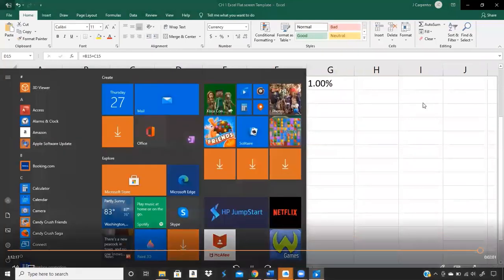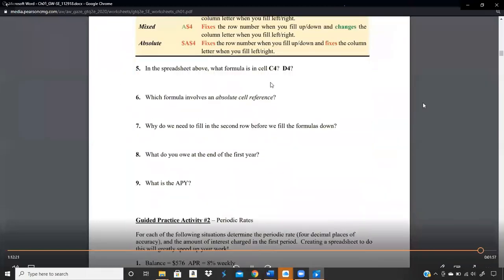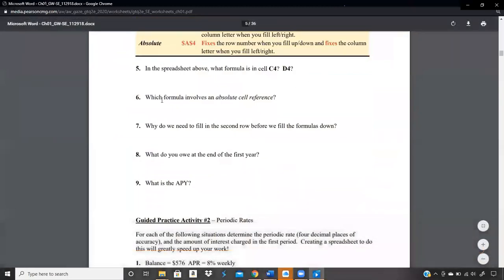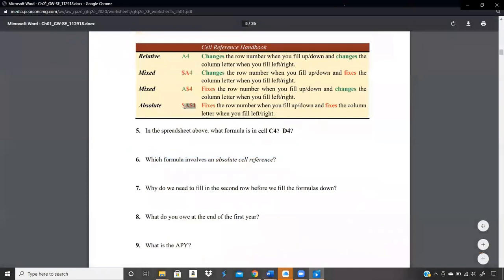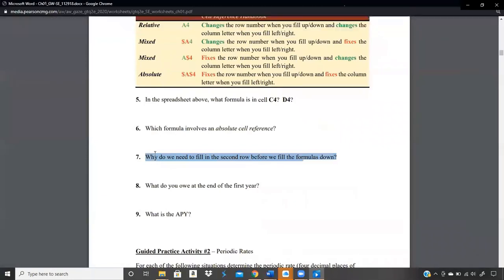So let's go back to our worksheet, and we only have like 30 seconds left. In the spreadsheet above, what formula was in C4 and D4? So those are two answers that students can do. Which formula involves an absolute cell reference? Absolute cell reference is when you're double caching. So you can go back to that and answer. Why do we need to fill in the second row before we fill the formulas down? I just said that. Blinking, that's me whispering. What do you owe at the end of the first year? You saw that on the screen.